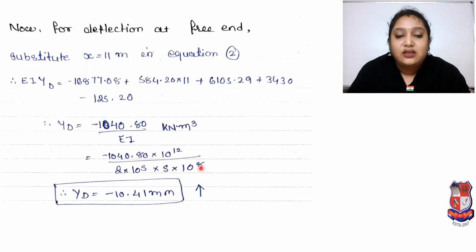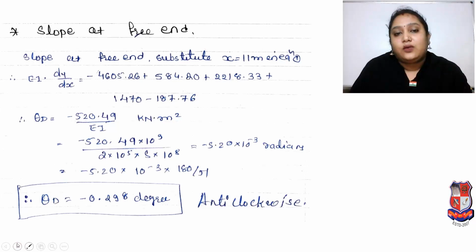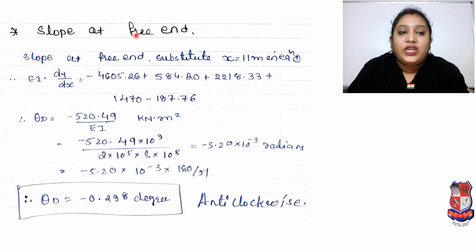E and I in the form of Newton and mm, that's why we converted value in that form, and that's why we multiply 10 raised to 12. So our YD will be minus 10.41 mm upward.